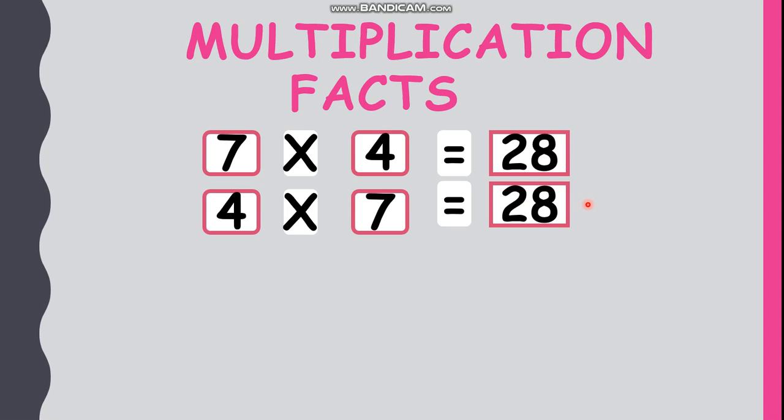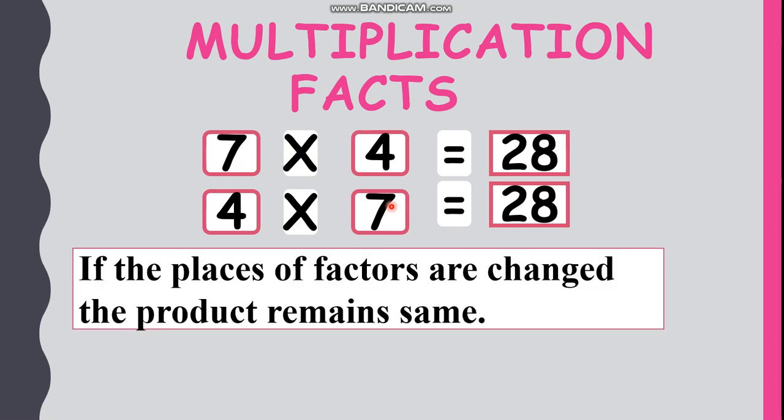Now let's learn an amazing fact about multiplication. Here you have two multiplication sentences, but you have noticed that both are giving the same product. Why are they giving the same product? Because they both have the same factors, like 7 times 4s are and 4 times 7s are. So what is the fact here? The fact is, if the places of the factors are changed, the product remains the same. What do you think about it? Is it really an amazing fact or not?